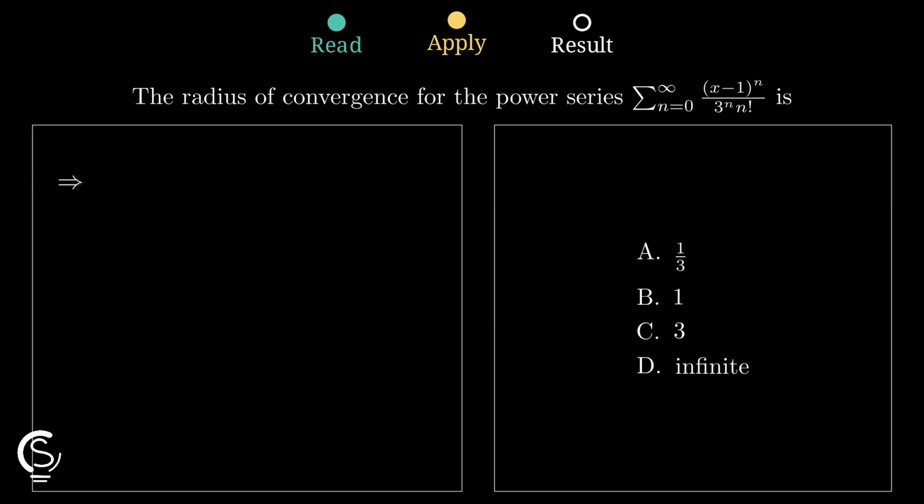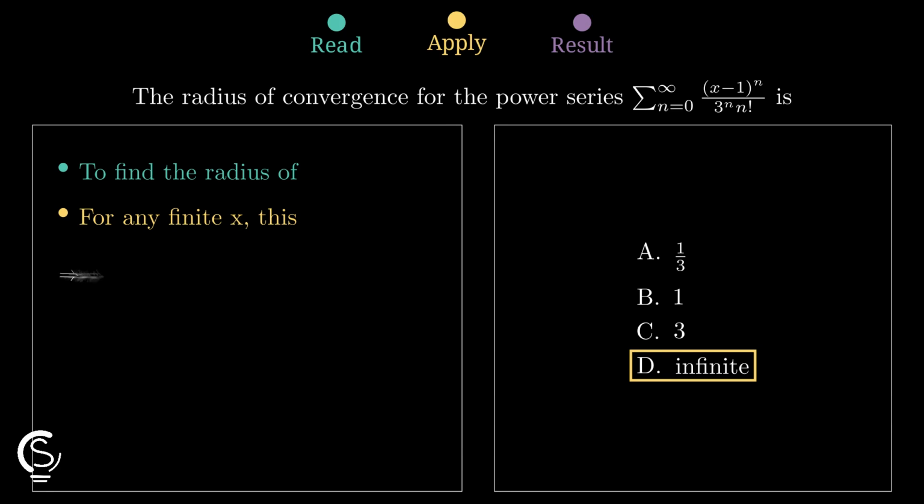As n goes to infinity, the factorial in the denominator grows much faster than the exponential part. This means the entire limit will always go to 0 for any finite x. Since the limit is 0 and less than 1, the series converges everywhere. The radius of convergence is infinite, so option D is correct.